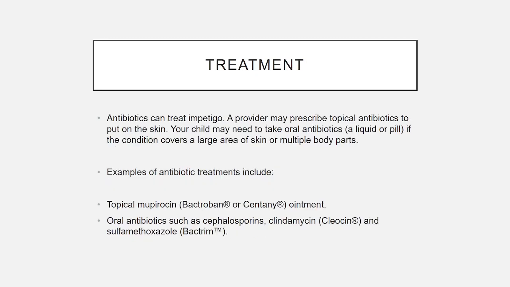Of course, the treatment. Antibiotics can treat impetigo. A provider may prescribe topical antibiotics to put on the skin. Your child may need to take an oral antibiotic, a liquid or pill, if the condition covers a large area of skin or multiple body parts. Examples of antibiotic treatment include topical mupirocin ointment, or antibiotics such as cephalosporins, clindamycin, and sulfamethoxazole.